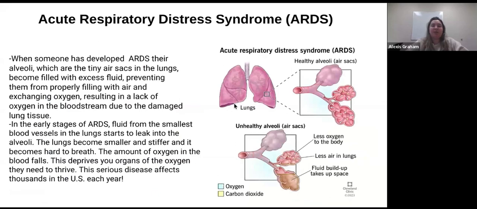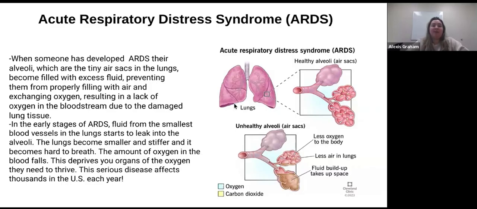Acute respiratory distress syndrome is what we're going to talk about first, or I guess second. When someone has developed ARDS, their alveoli, which are the tiny air sacs in the lungs, become filled with excess fluid, preventing them from properly filling with air and exchanging oxygen, resulting in a lack of oxygen in the bloodstream due to the damaged lung tissue.